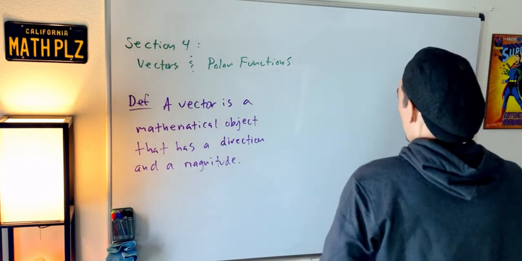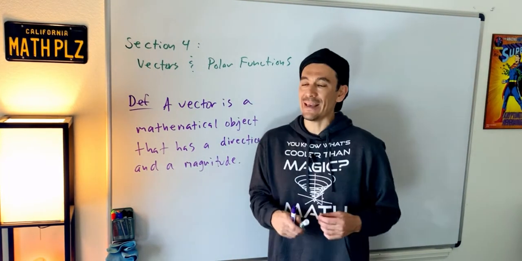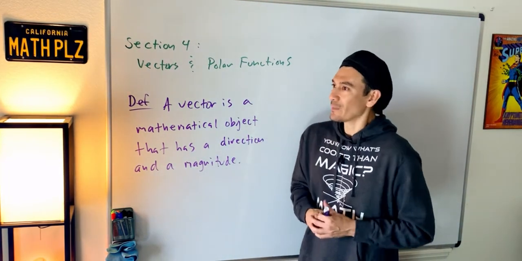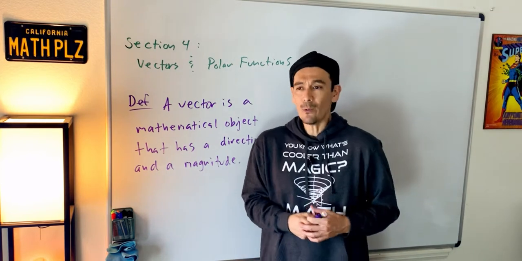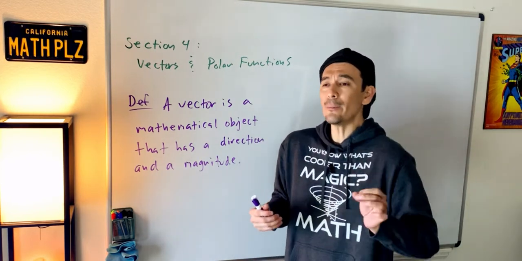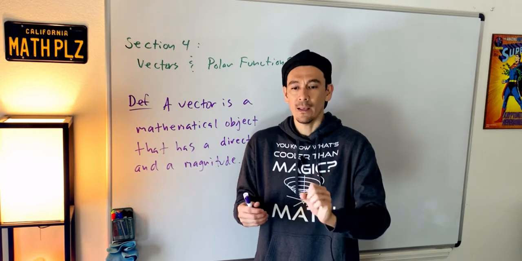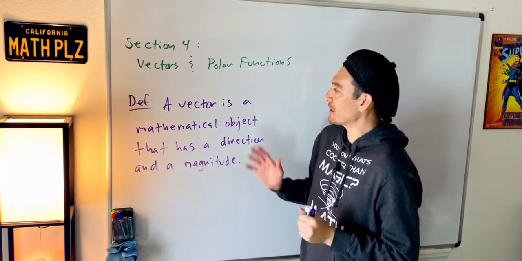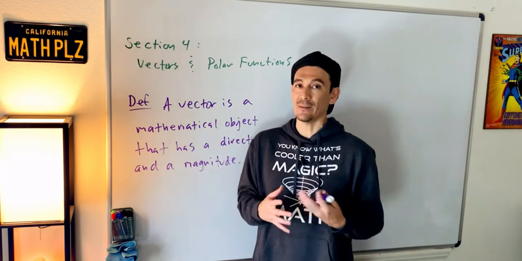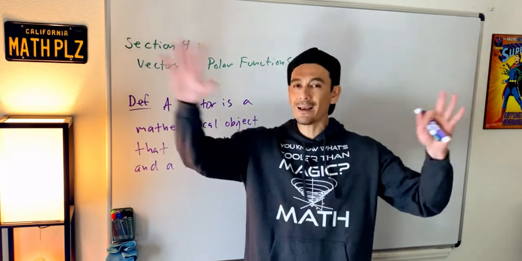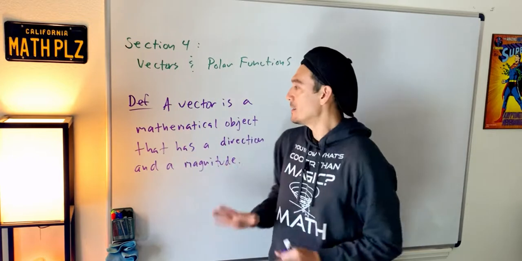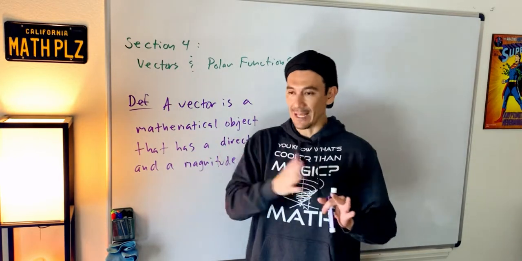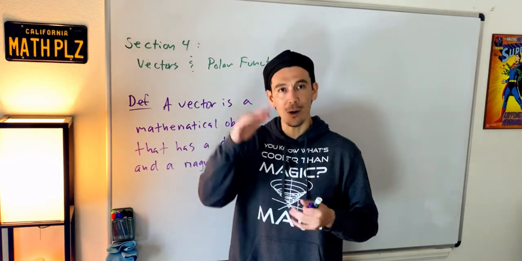A vector is a mathematical object that has a direction and a magnitude. I want you to think of a vector as sort of like an Uber. What does an Uber do? An Uber picks you up wherever you are, and it takes you to a certain location. That's kind of what a vector does. But a vector is kind of limited. An Uber can go in all kinds of directions at weird angles. A vector can only go left, right, up and down.